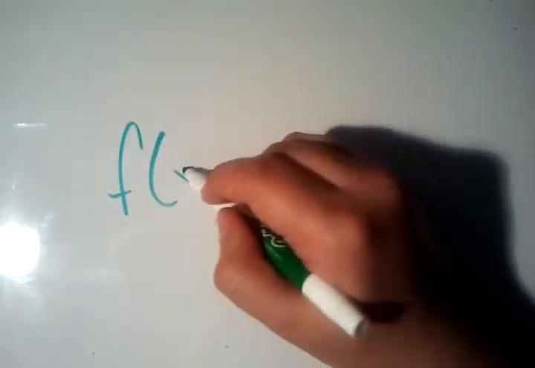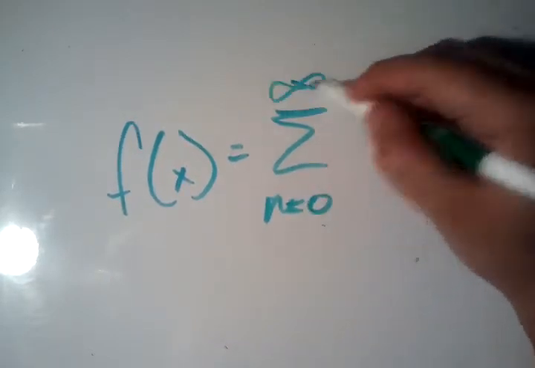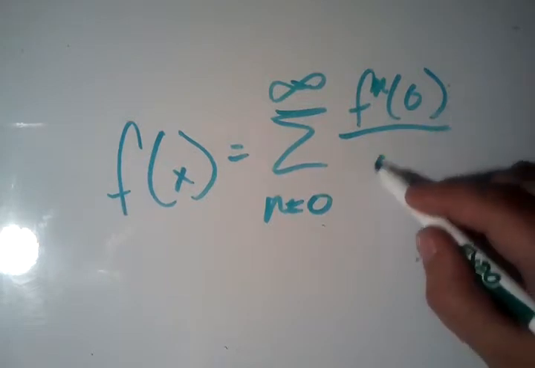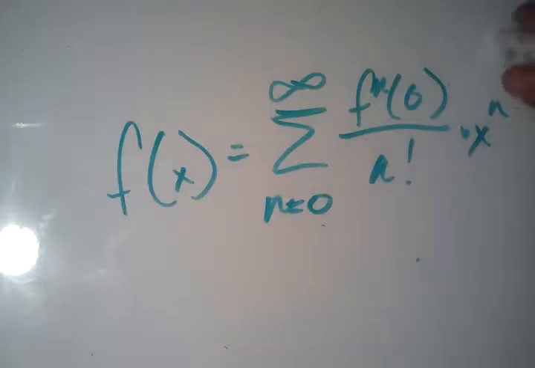The definition is given by the function such that it's the sum from n equals 0 to infinity of the nth derivative of f when you plug 0 in, over n factorial, times x to the n. So that's the definition. Looks pretty intimidating, but we'll take it step by step.